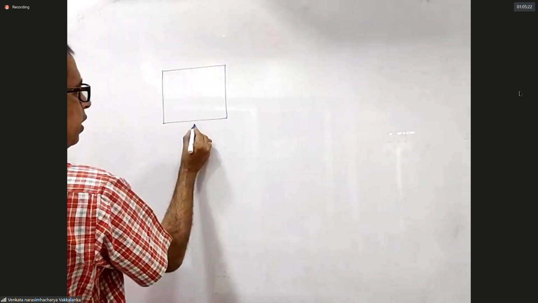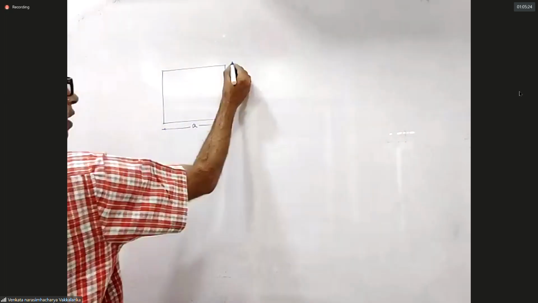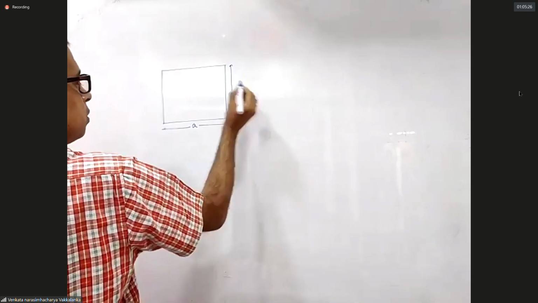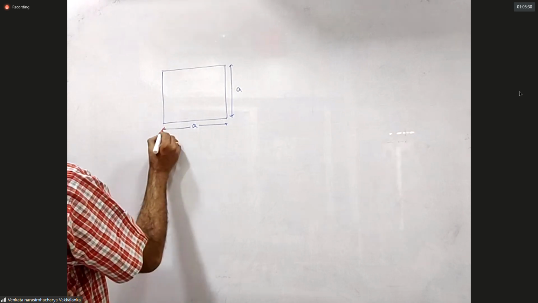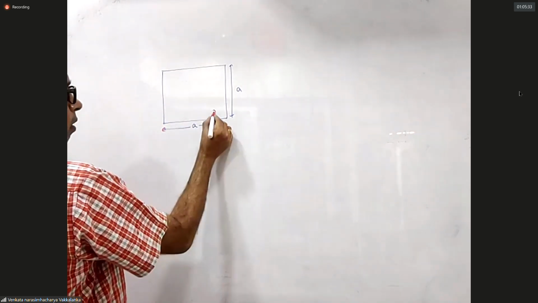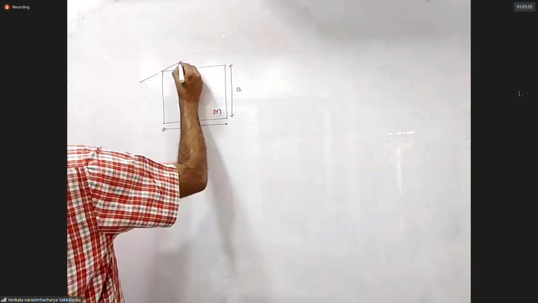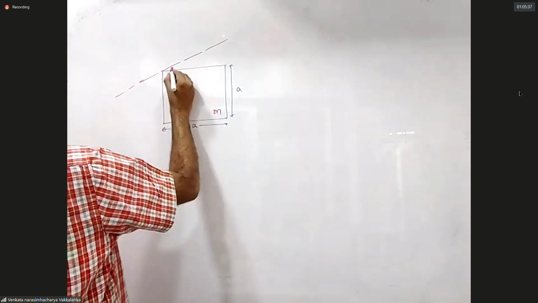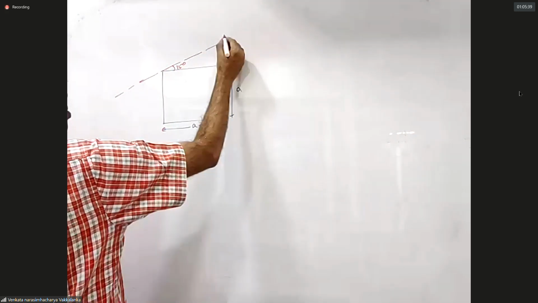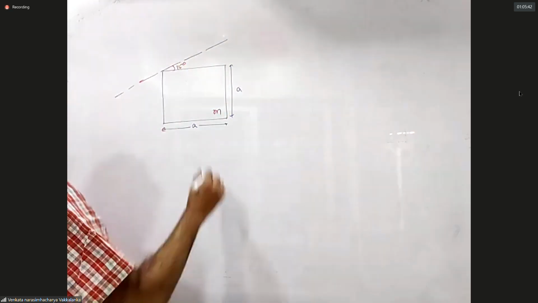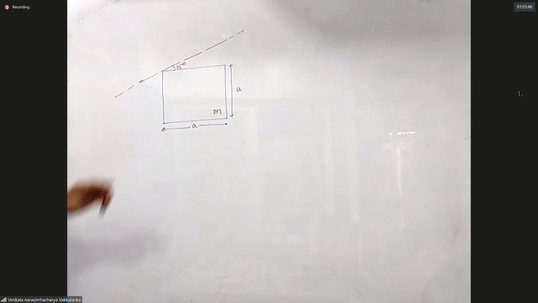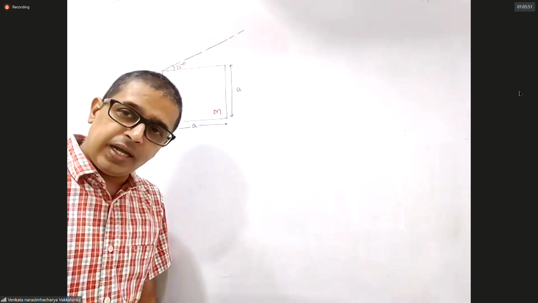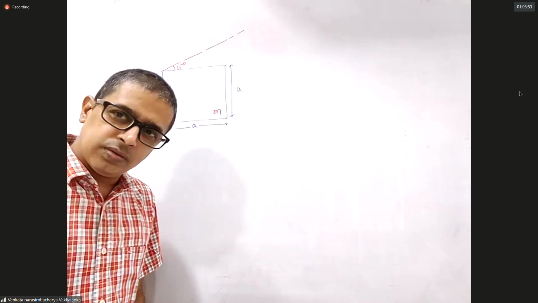This is a square plate of edge length a. M is the mass of the plate. Find out the moment of inertia about an axis which makes 15 degrees with the side of this square. Find the moment of inertia about this axis. Will you try or should I discuss?